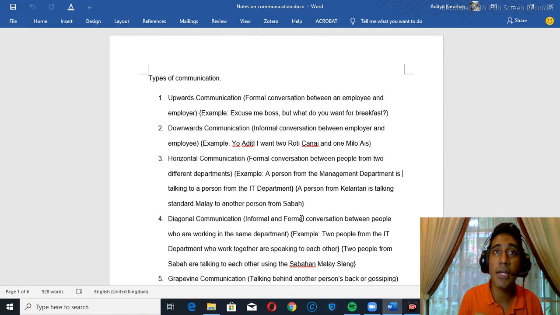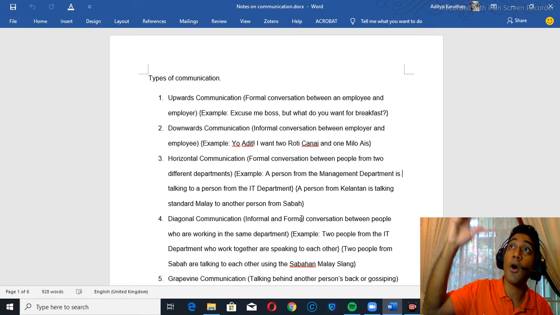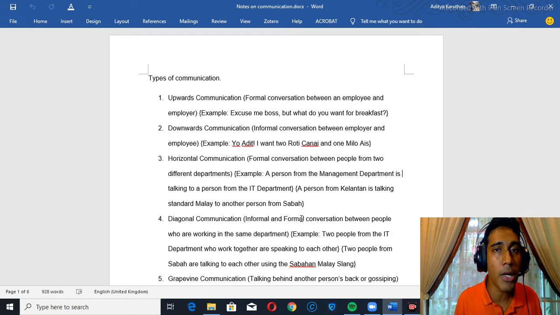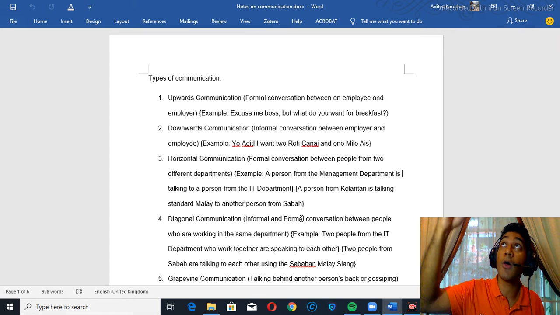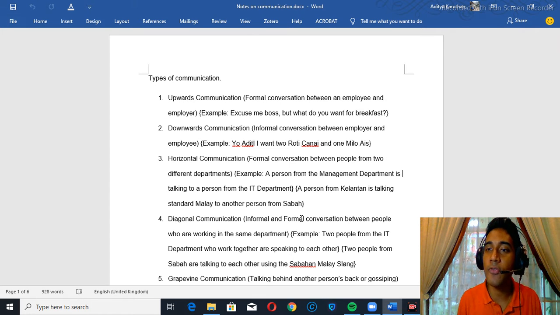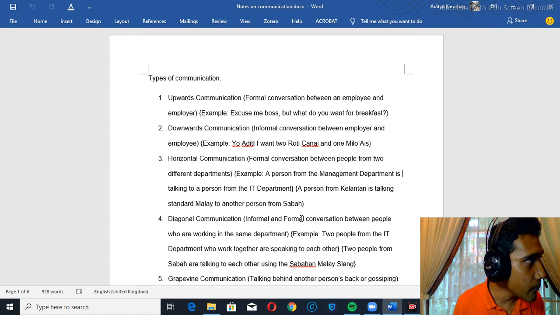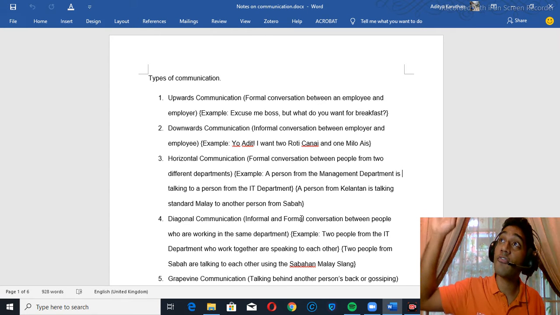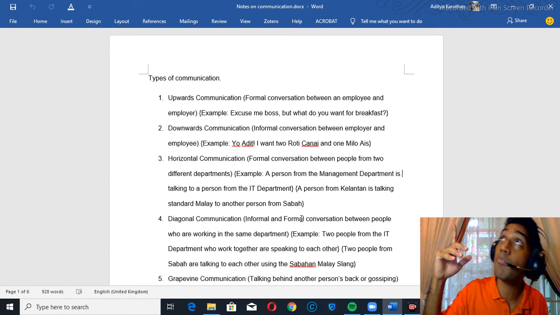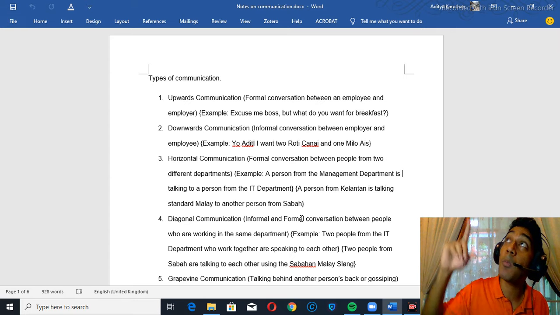Upward communication is you talking to your boss. It is a very formal conversation because you are the employee and he is the employer, so it must be formal and polite. For example, excuse me, boss, what do you want for breakfast? I can go down to the mama and get you breakfast. It's formal conversation because I am talking to my boss. So that is upward communication.